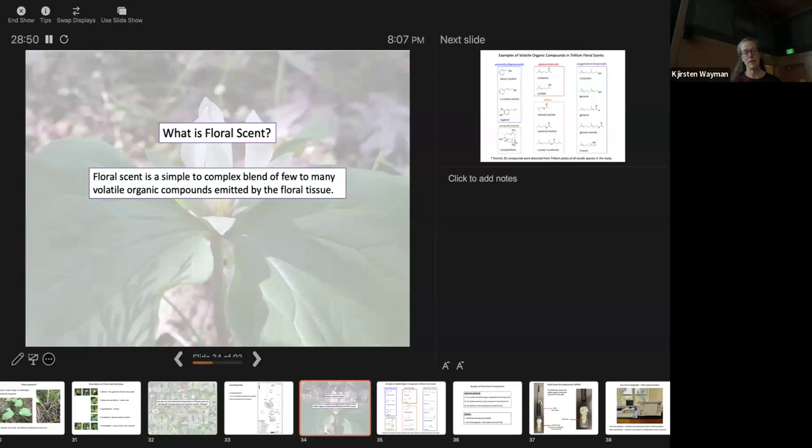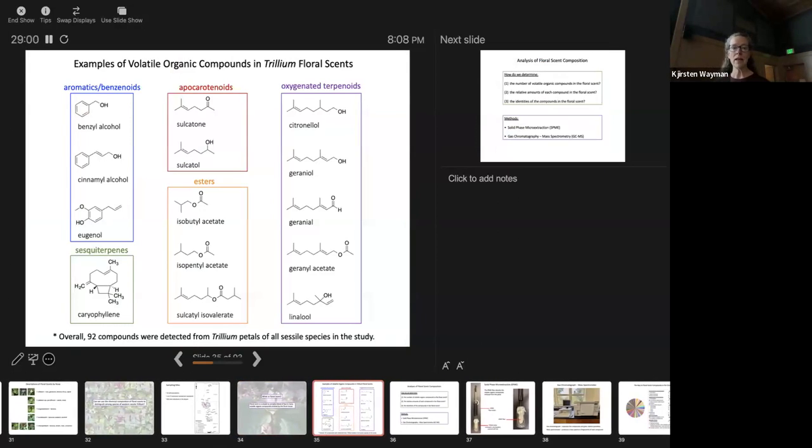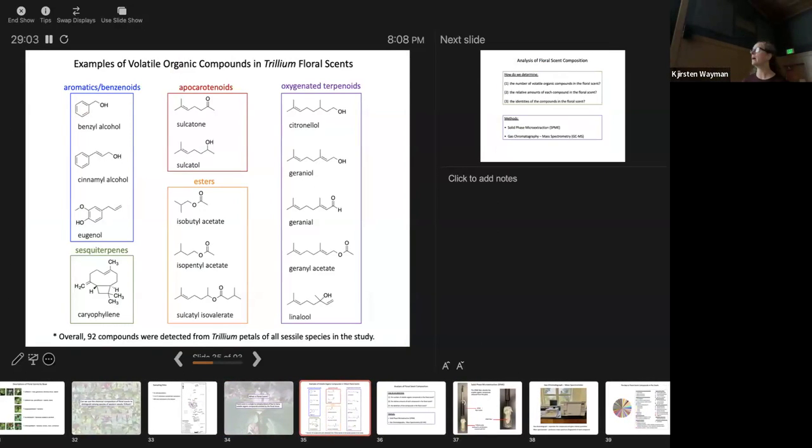Now, for Trillium, at least the Western sessile Trillium, that floral scent is emitted from the petals. So that's the tissue in the floral part that is responsible for the floral scent. In terms of the types of organic compounds, there are a number of classes represented. We've got terpenes, and more specifically oxygenated terpenoids. So citronellol is that compound that has that lemony citrus scent. Geraniol has that rose scent. And we also have esters, so isobutyl acetate we're going to find is responsible for that banana-like scent.